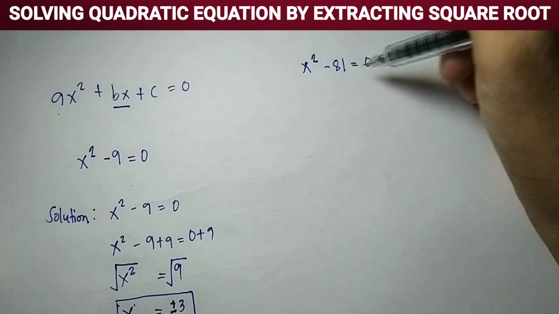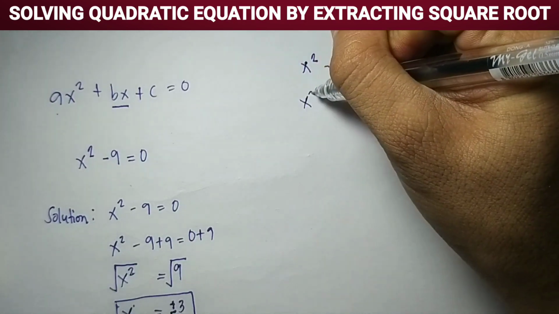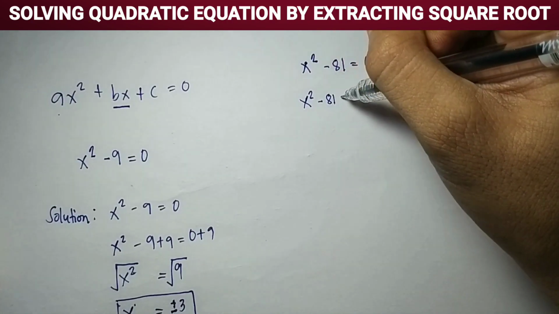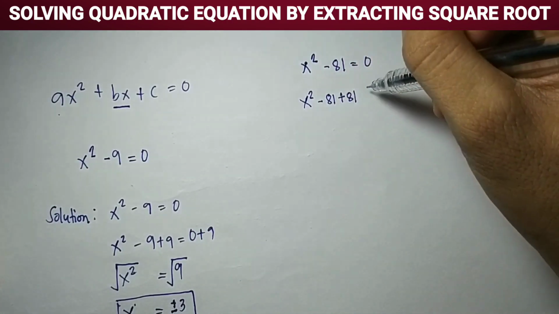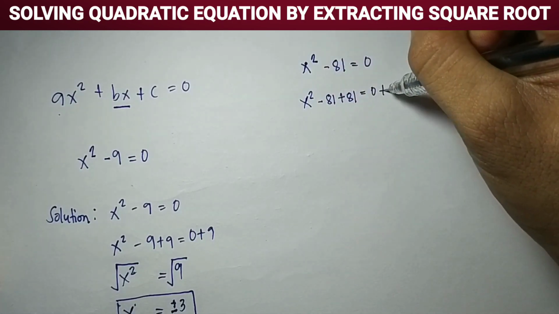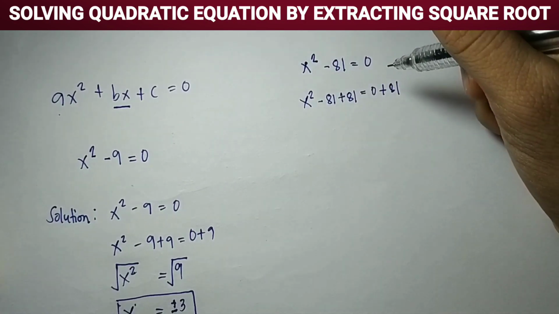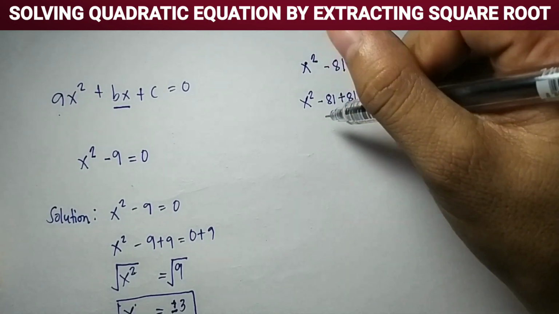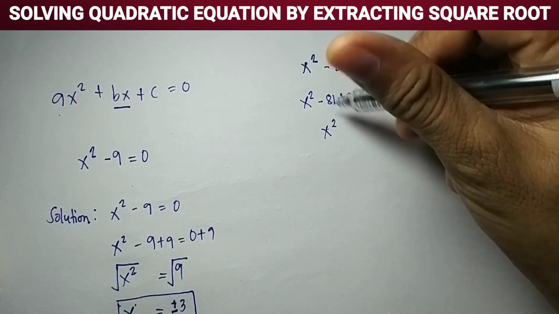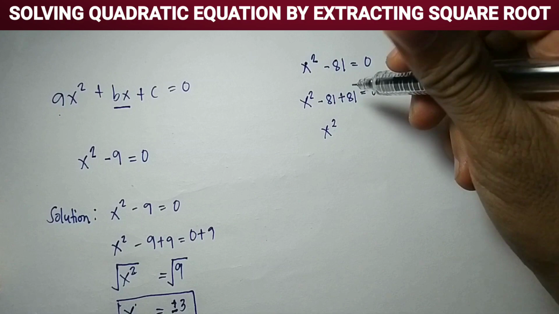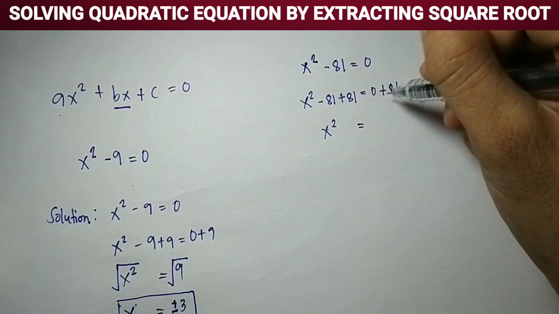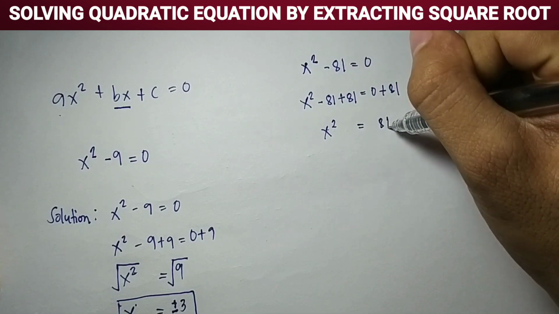Mag-add ta both sides. So we have x squared minus 81. Ang inverse sa negative 81 kay positive 81. Unya both sides ta mag-add. So nag-add man ta diri og positive 81, mag-add pud ta diri sa pikas og positive 81. So karon we have x squared. Nya negative 81 plus 81, that is 0 kay di man parehag sign. So ang nabilin kay x squared equals 0 plus 81, that is 81.